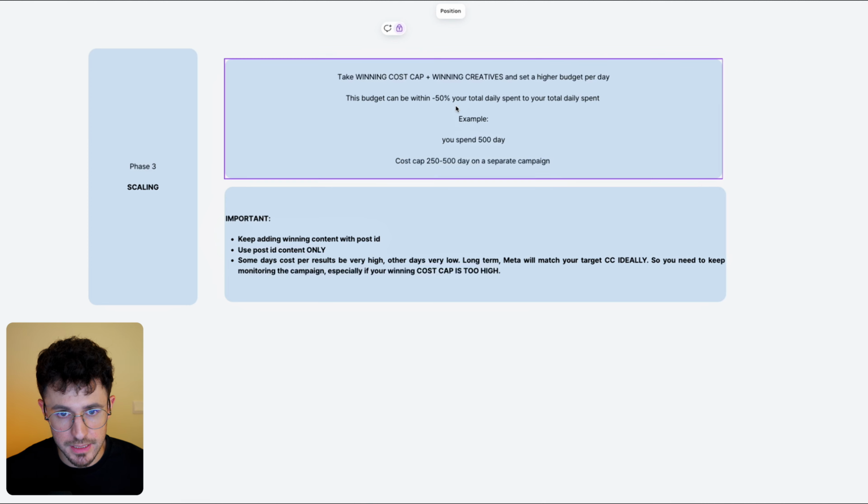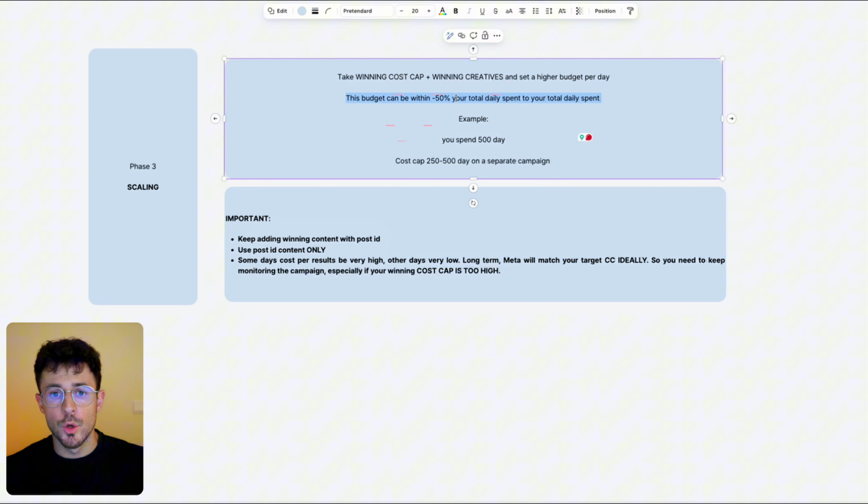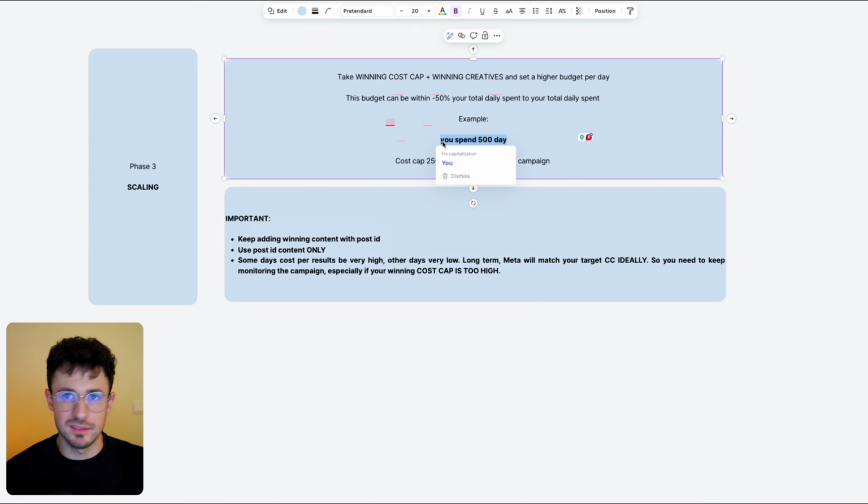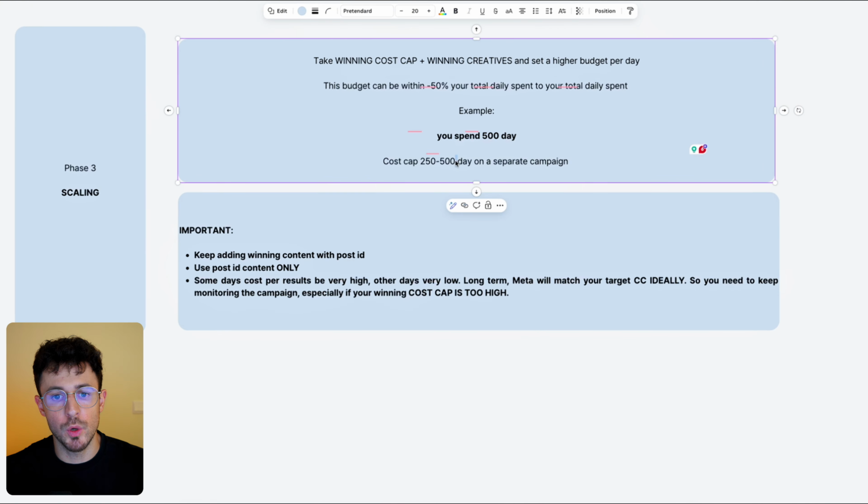Another important thing is that the budget can be within minus 50% of your total daily spend. So for example, let's say you spend 500 a day across your standard campaigns, testing, scaling, whatever you're doing. That means this scaling campaign with the winning cost cap should have a budget between 250 and 500 a day. Meta is probably not going to spend this budget. It's probably going to spend like 20%, 30%, 50%. If you've tested the cost cap well, ideally you should spend at least 50% of the budget and it should bring you consistent sales.